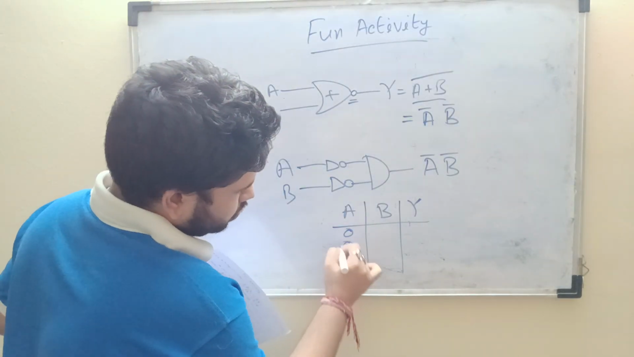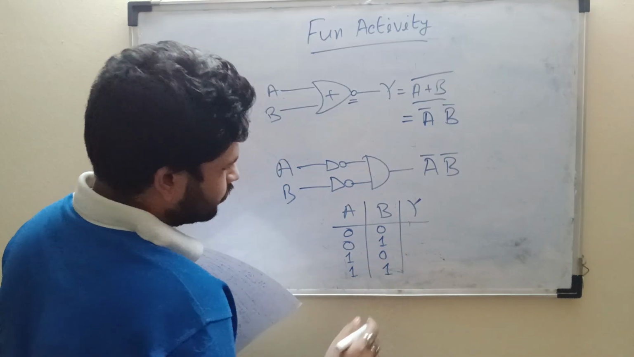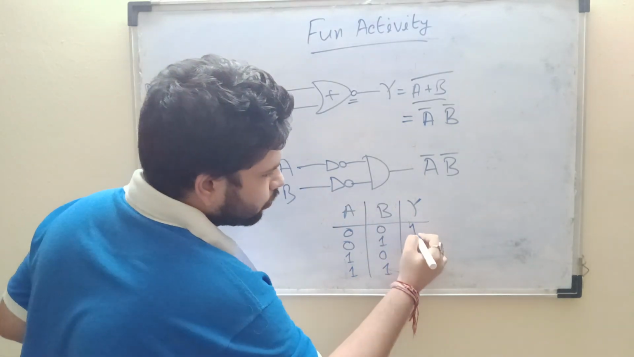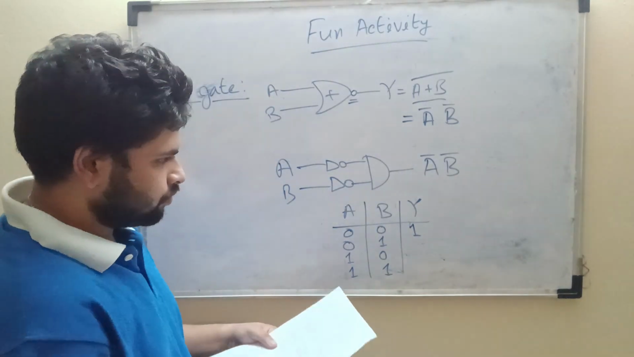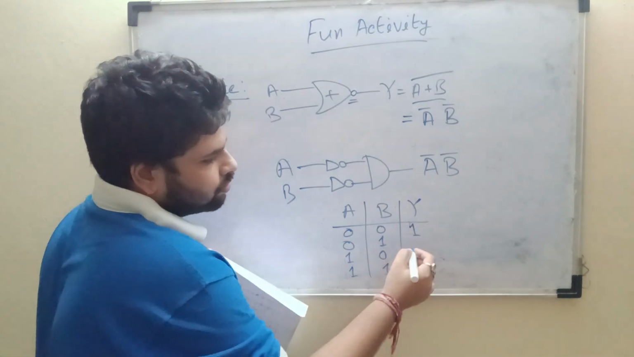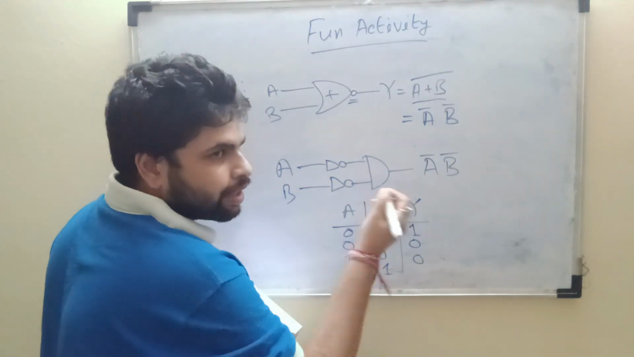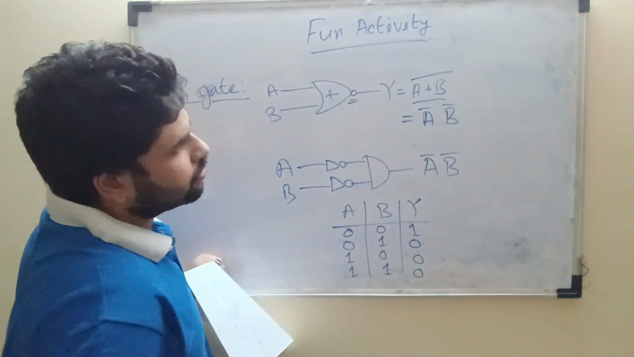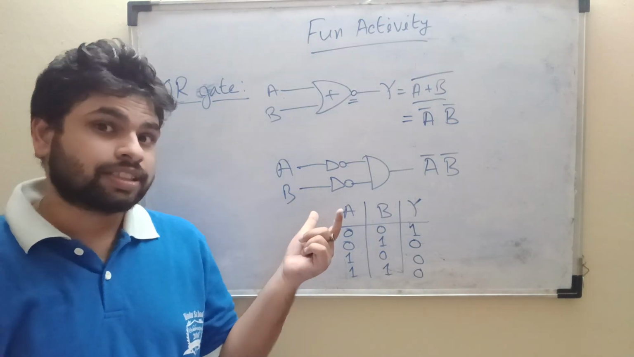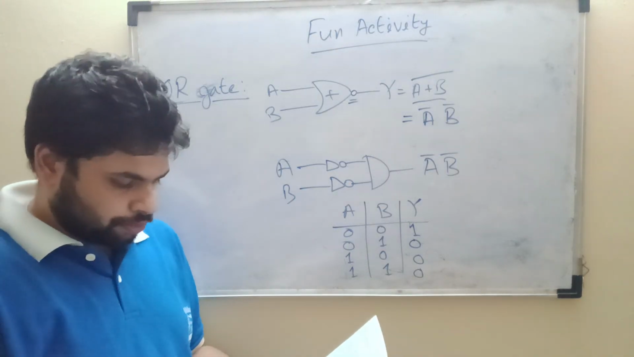A will be 0, 0, 1, 1. B will be 0, 1, 0, 1. So 0 zeros are 0 bar, 1; 0 ones are 0, but zero bar is 1, one bar is 0, multiply 0. Similarly for 1 0 also 0, 1 bar 0, 0 0 0. So thus we can prove De Morgan's theorem also. Okay, De Morgan's law can also be proved.